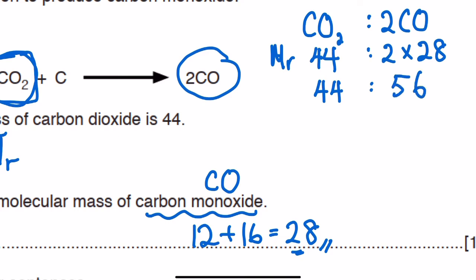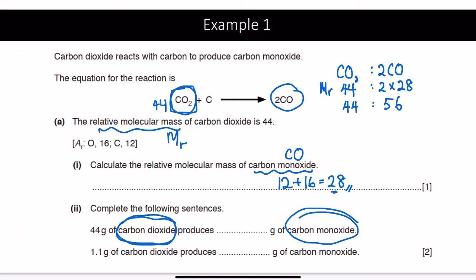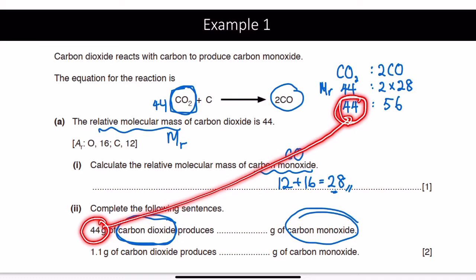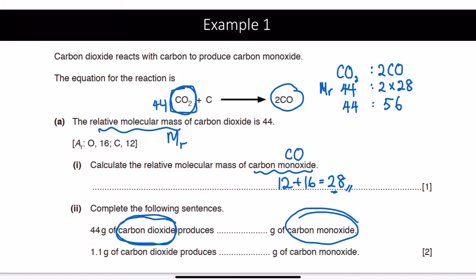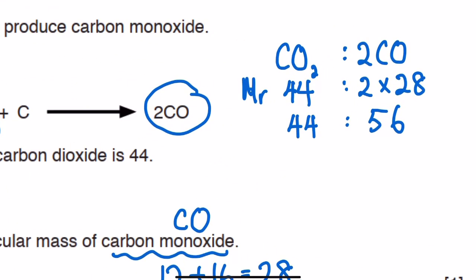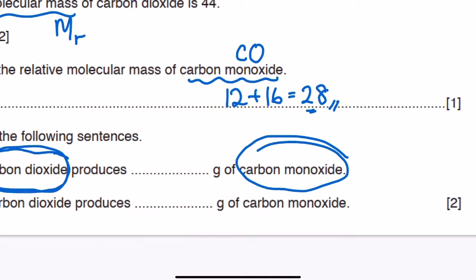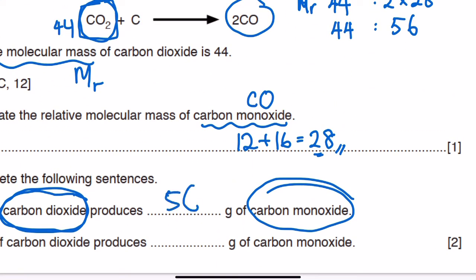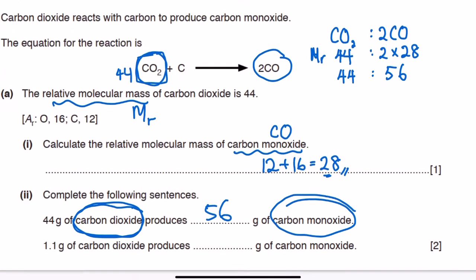So let's read back the question. 44 gram of carbon dioxide produce blank gram of carbon monoxide. So is this 44 exactly the same as in here? It is the same, right? So therefore 44 gram of carbon dioxide, read the column here, indeed will produce 56 gram of carbon monoxide. So therefore 56 is the answer here. Everyone got that clear?